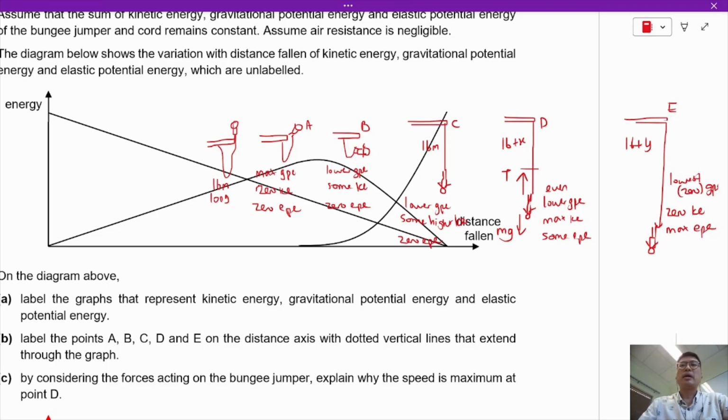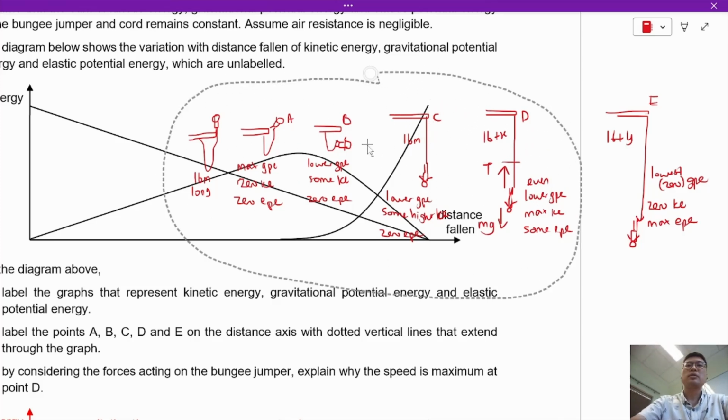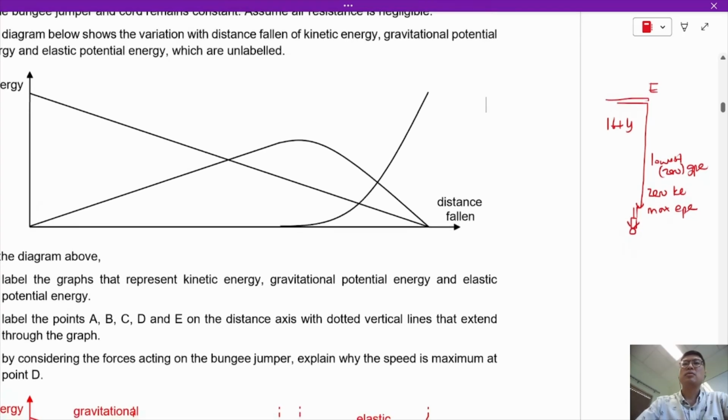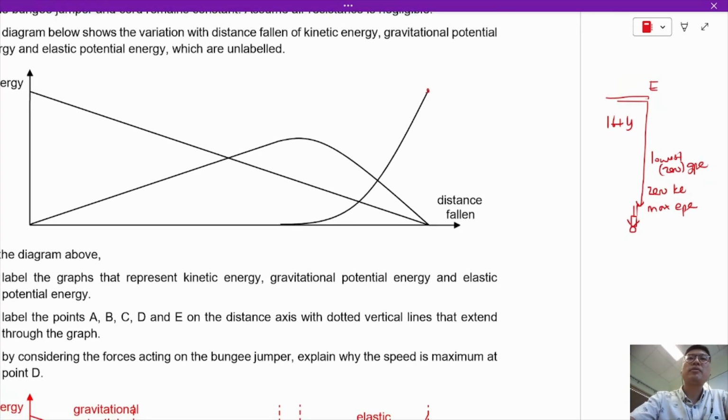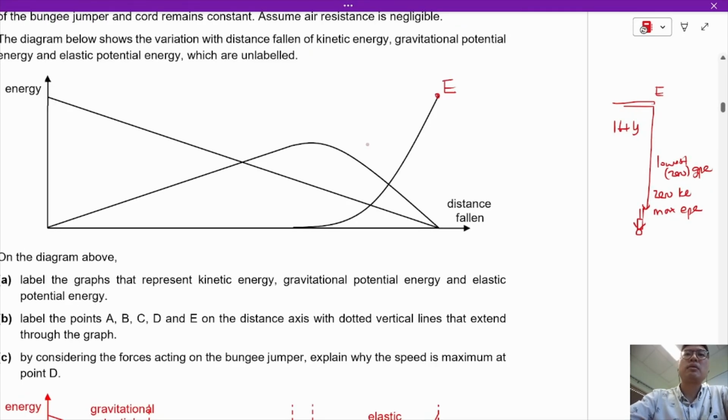Now notice that at point E, there's going to be 0 GPE, 0 KE, and maximum EPE. So this means that this graph over here must be the EPE graph. Okay, so this is the elastic potential energy graph, and this elastic potential energy graph is maximum at point E. Now, what about over here?